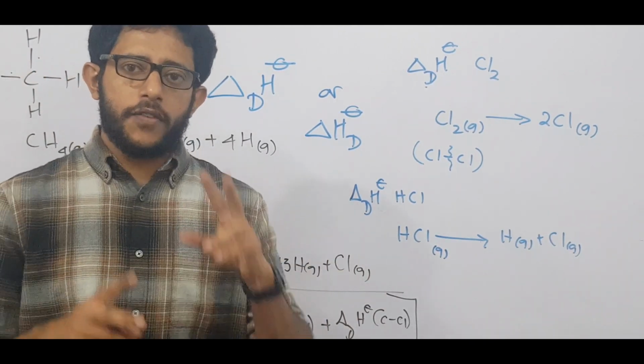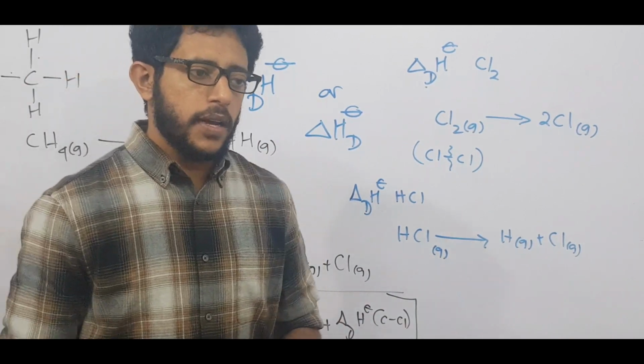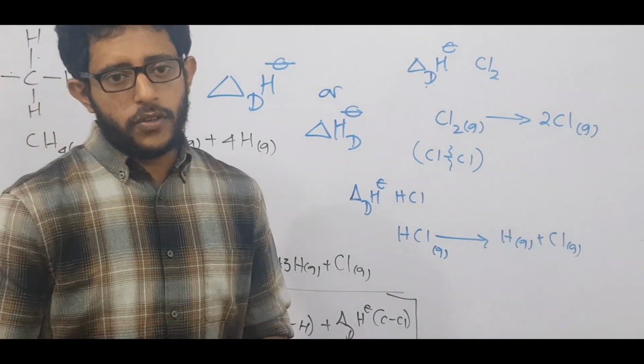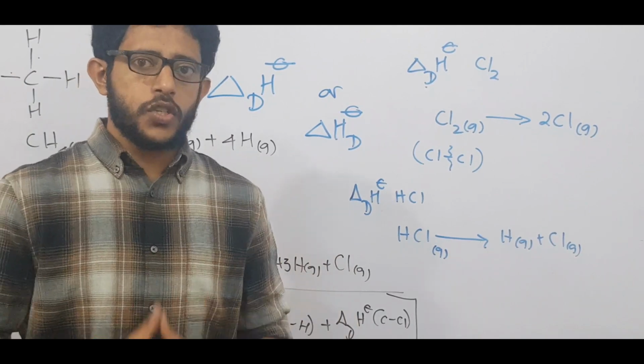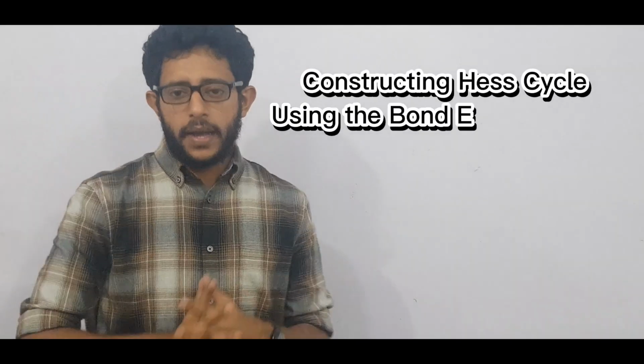So again, as I told for the previous two methods, we can use the equation for this, or we can draw a Hess cycle for this. So we'll see what those two methods are. The two methods we can use to find the enthalpy change of a chemical reaction using the bond enthalpy changes: first one is using the Hess cycle, second one is using the formula. So we'll see how we can construct the Hess cycle using the mean bond enthalpy.